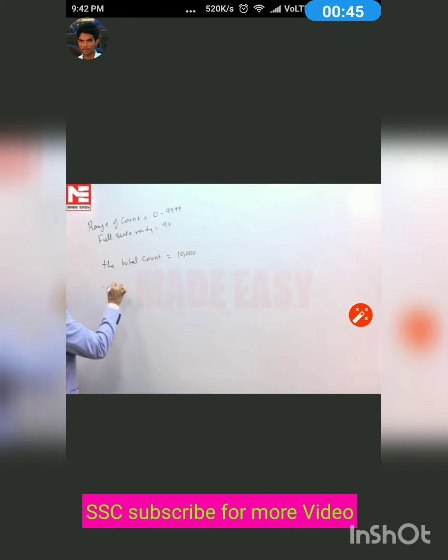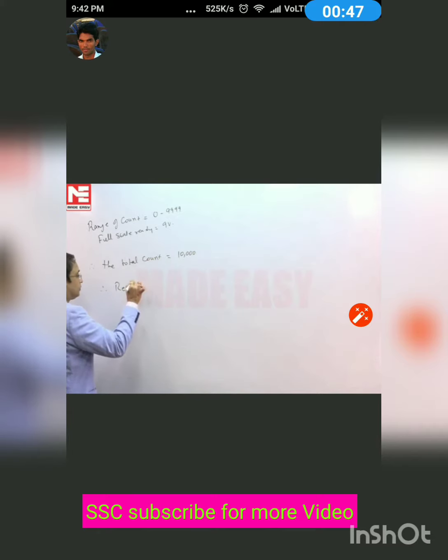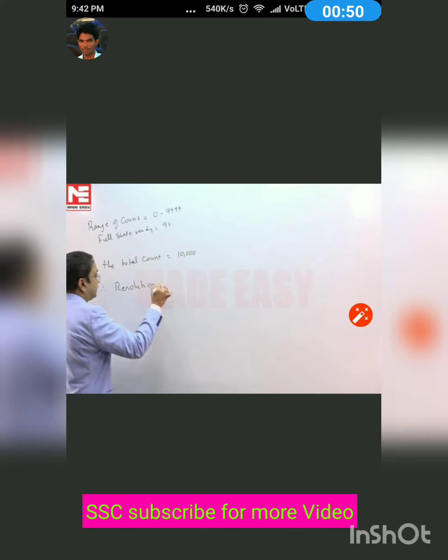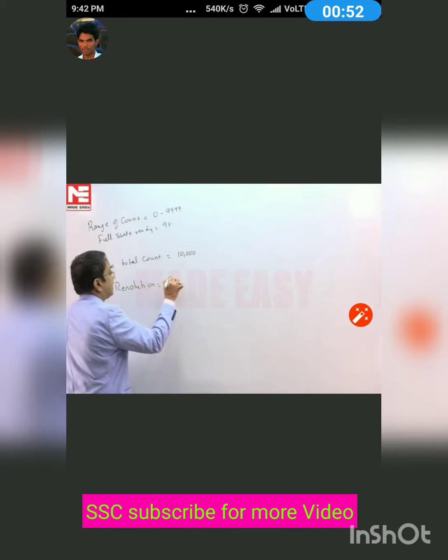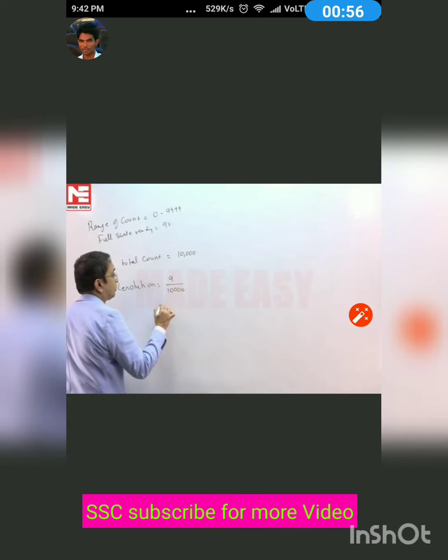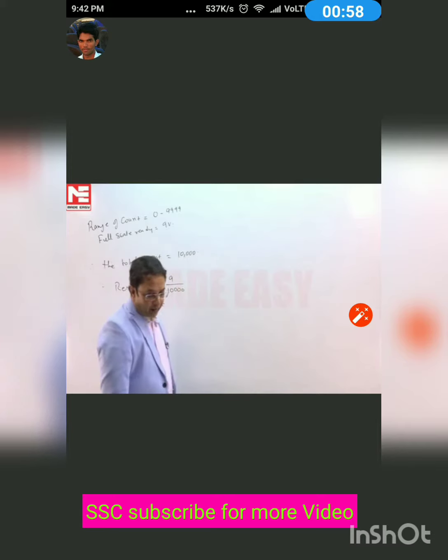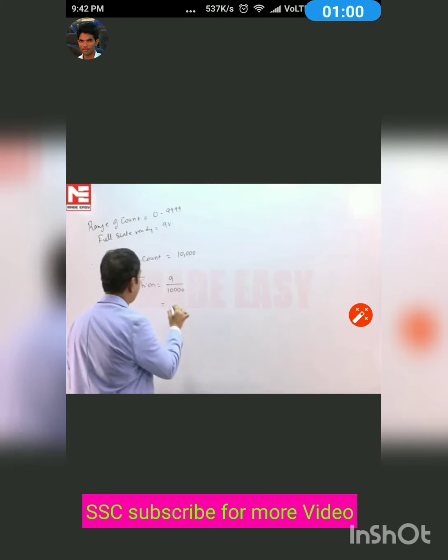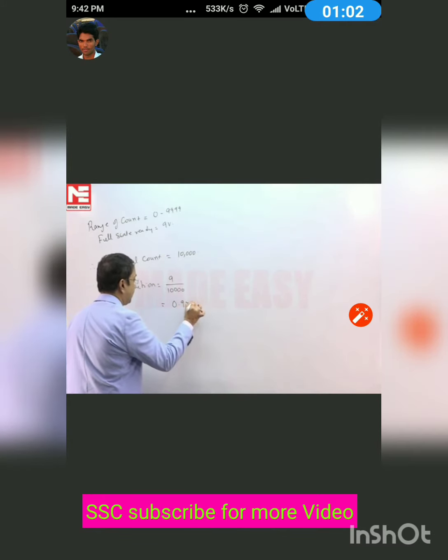Therefore, resolution is going to be equal to 9 divided by 10,000, which in this case is going to be 0.9 millivolt.